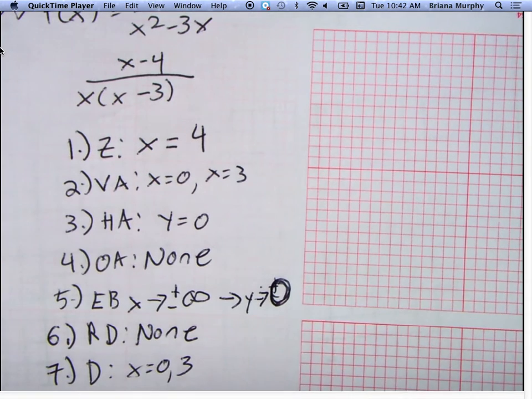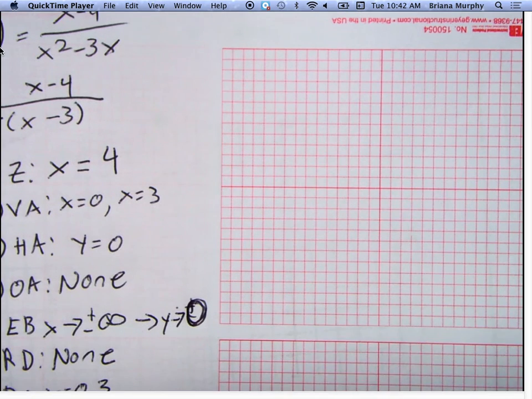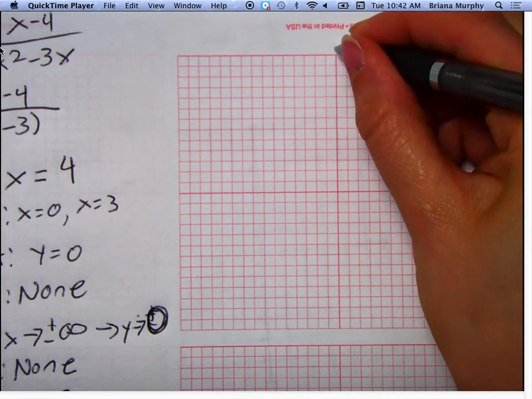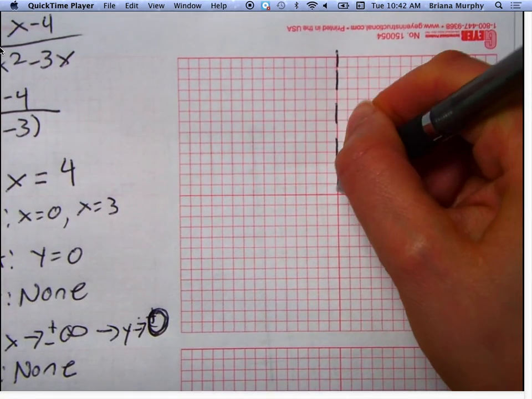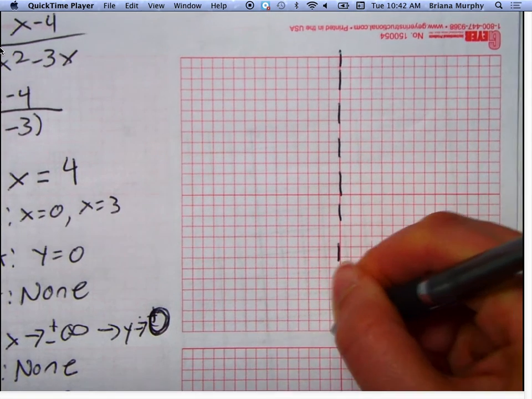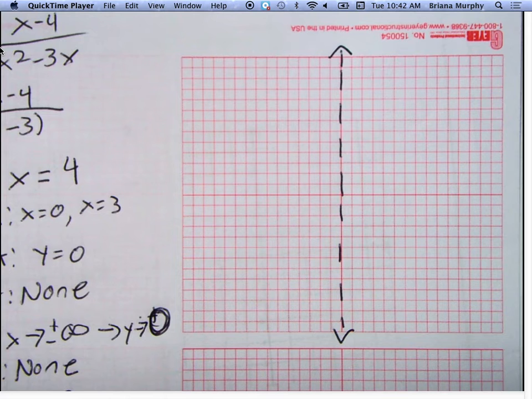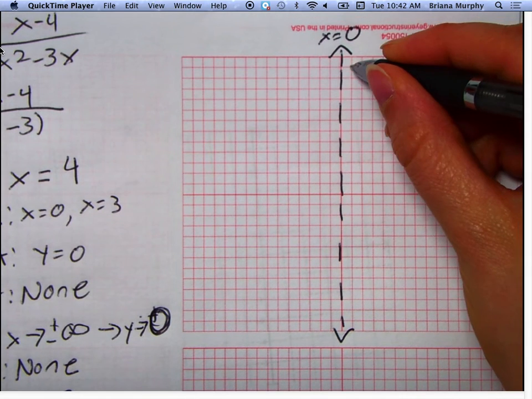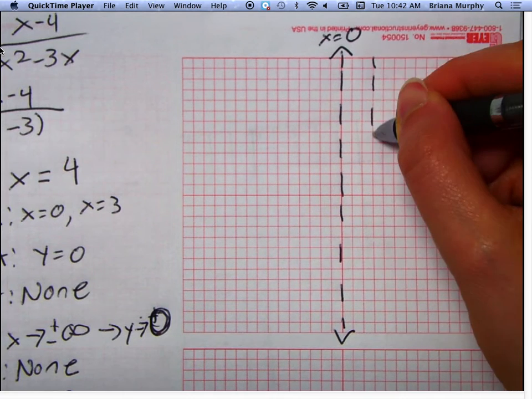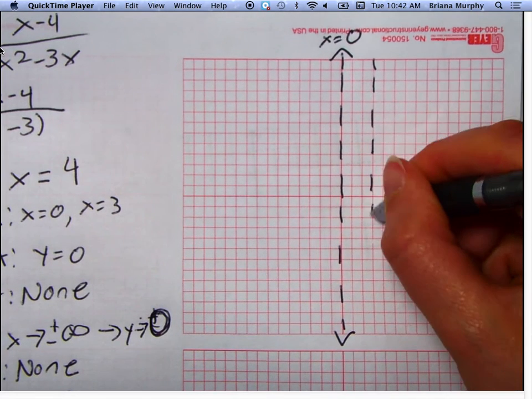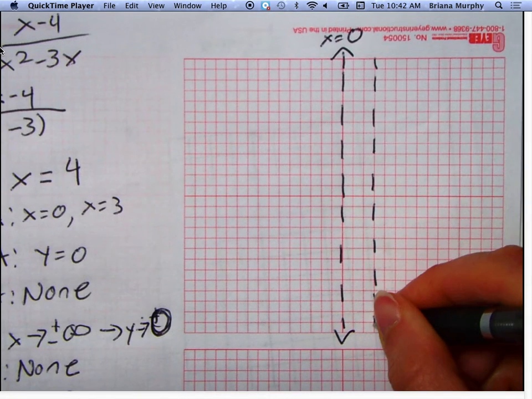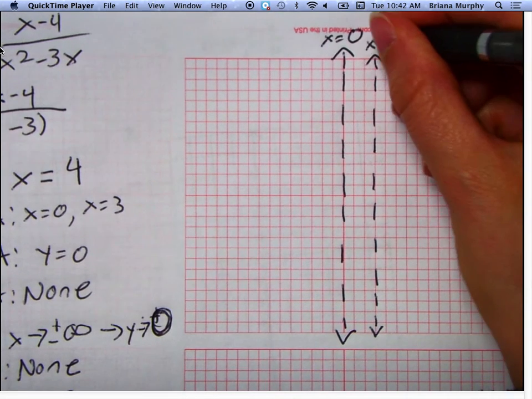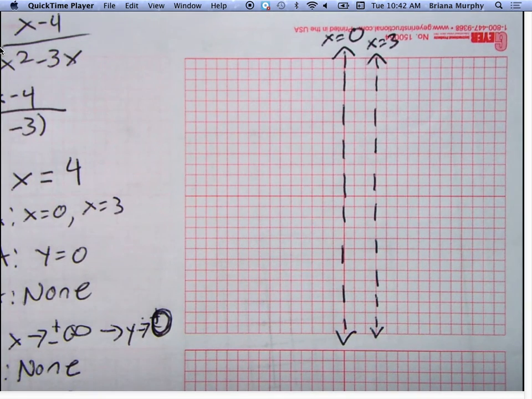Okay. All right. So what is the first thing we do when we graph? Vertical asymptote. Graph all the asymptotes. Verticals first. X equals 0, right down the middle. We must do what to it? What must be true to get full credit? Label it. And x equals 3. 1, 2, 3. X equals 3. And we're going to label our horizontal asymptote.